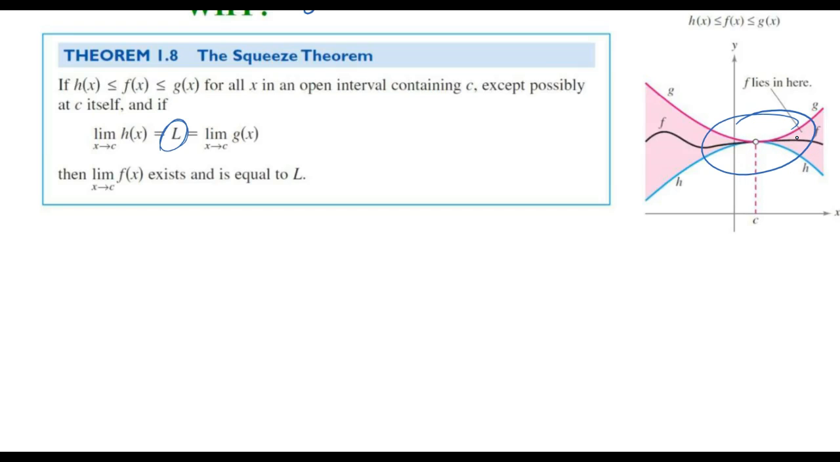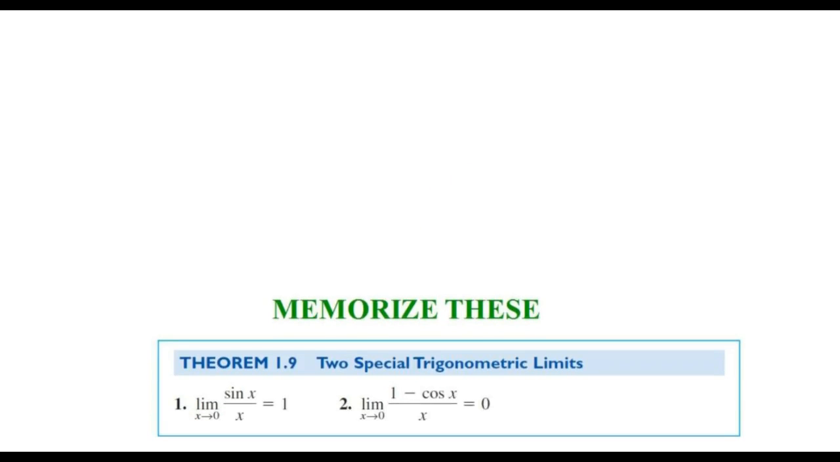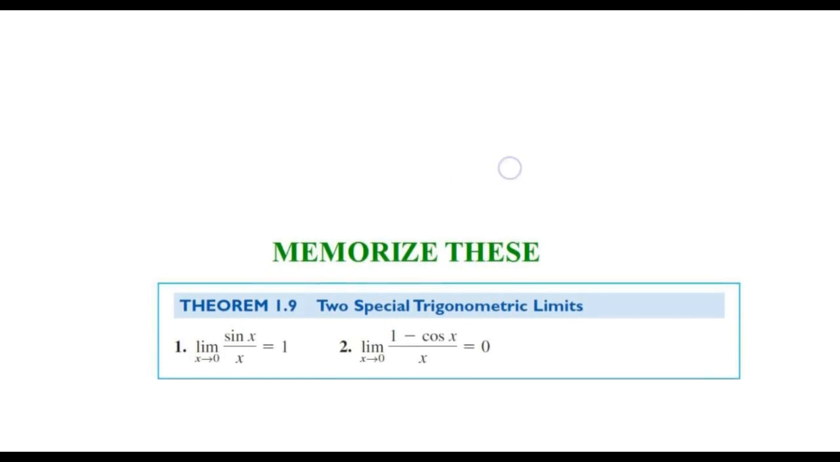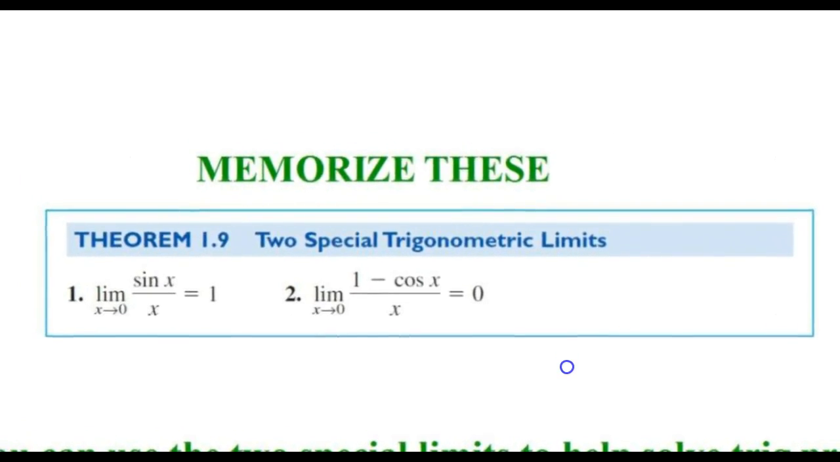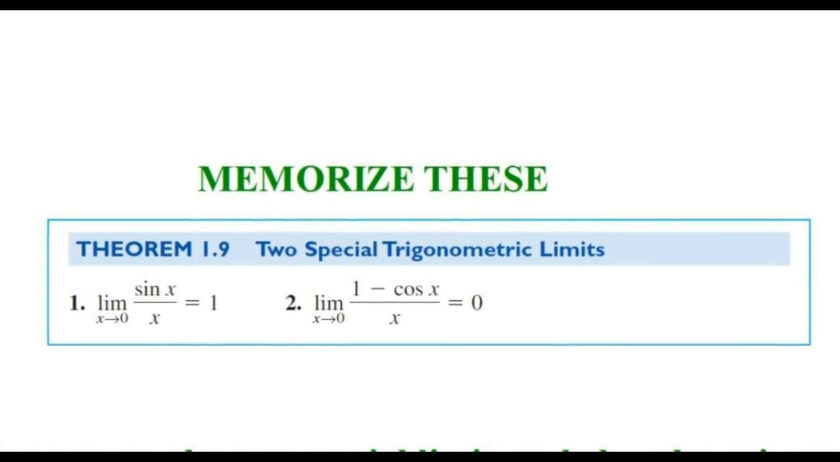And this is a very cool theorem that actually two specific trig functions came about that algebraically were impossible to figure out. Well, maybe not impossible, there's actually a proof of it, but it's kind of difficult. These two right here, I would memorize these. These are going to show up quite a bit actually.